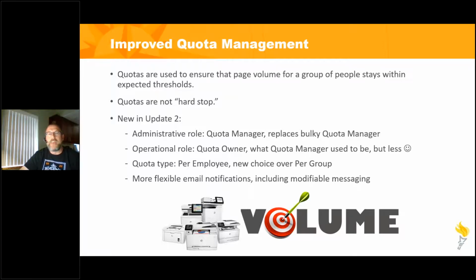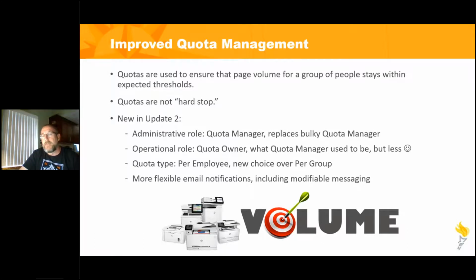So what we did was we pulled that out and we just made a quota manager administrative role within Blueprint, so that can be anybody that's specified in the system, whether they have an email address or not. And then there's the operational role of quota owner. That used to be what the quota manager was, but there is less, meaning a quota owner no longer has the ability to define quota settings. They just own the quota from a group standpoint. Any administration has to happen by the quota manager.